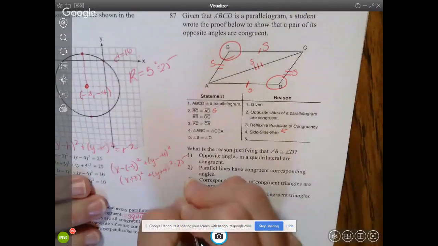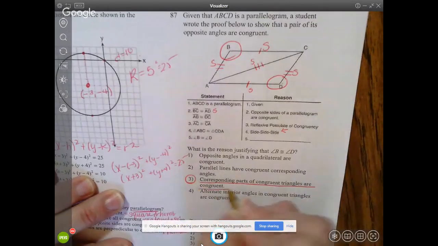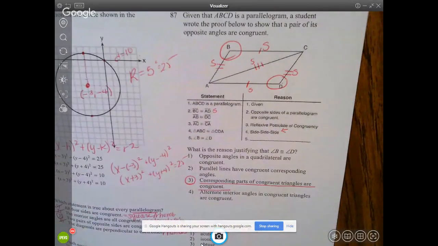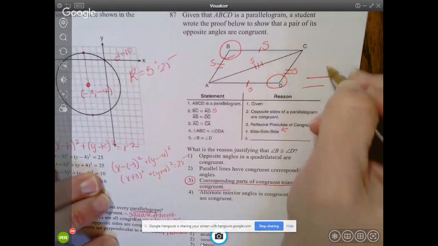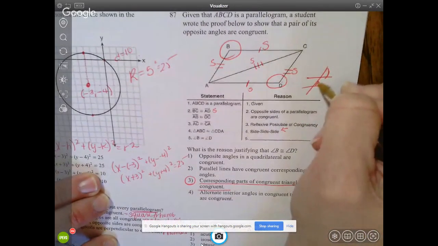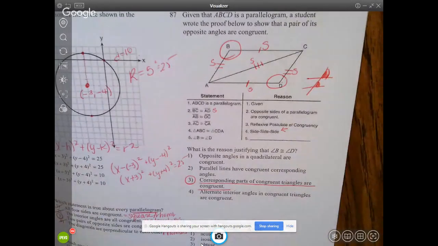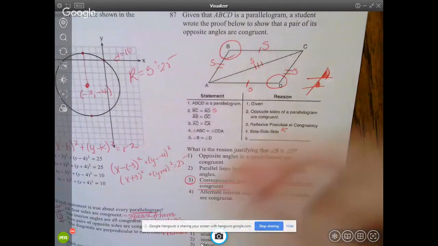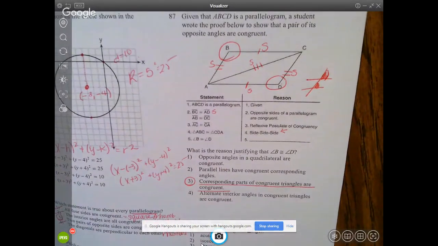And the answer is going to be 3. But look at how this is. It says corresponding parts of congruent triangles are congruent. My student thought it was talking about corresponding angles like this. But it's not corresponding angles. You have to read the whole sentence. The whole sentence is corresponding parts of congruent triangles are congruent. That's why it's choice 3.